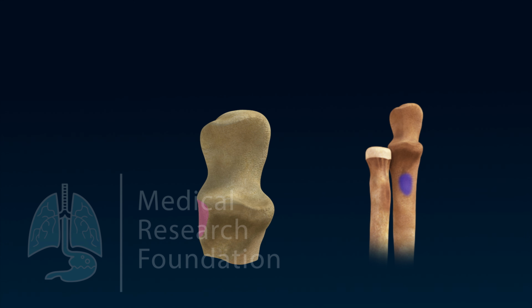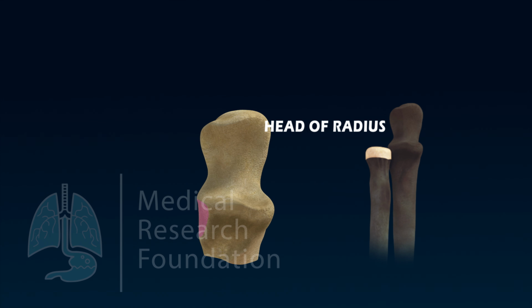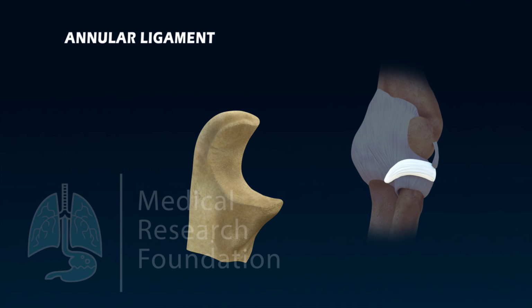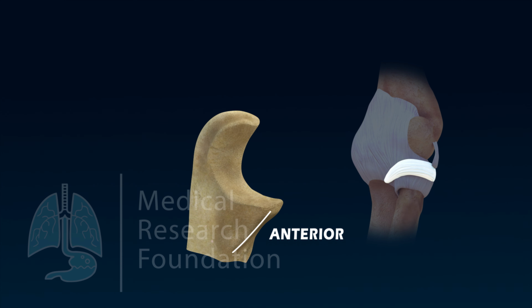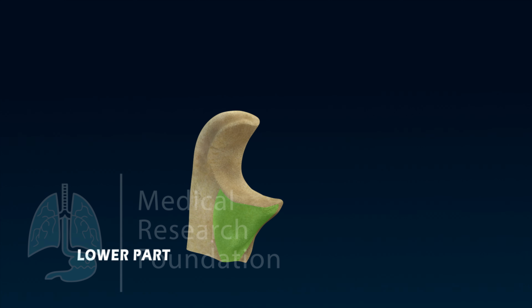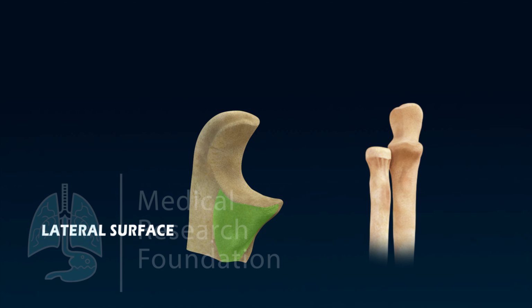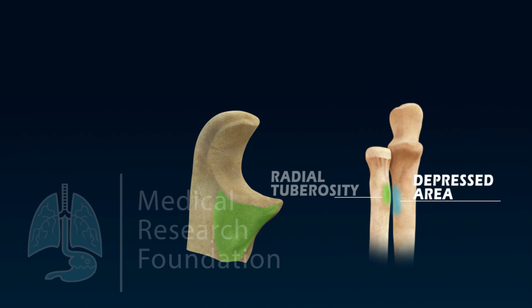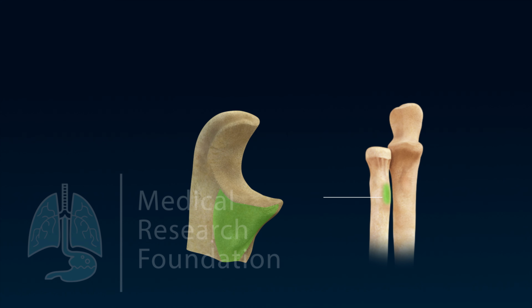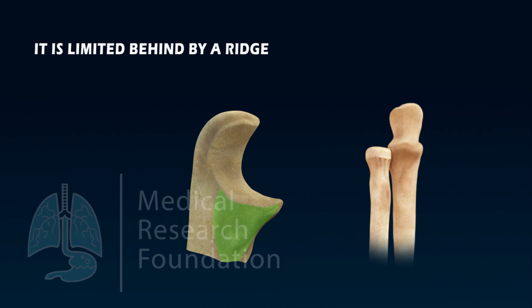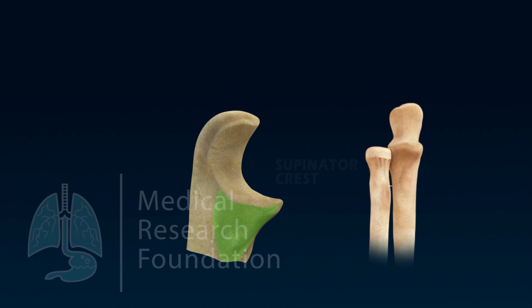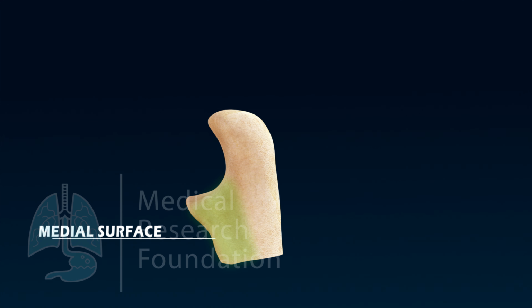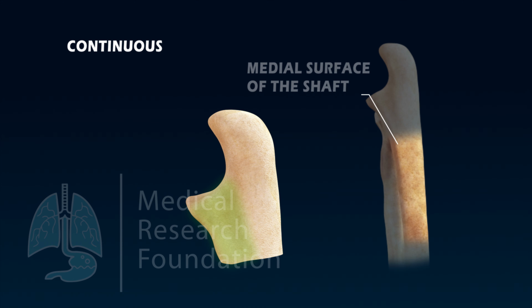The ulnar part of its lateral surface is marked by the radial notch for the head of the radius. The annular ligament is attached to the anterior and posterior margins of the notch. The lower part of the lateral surface forms a depressed area to accommodate the radial tuberosity. It is limited behind by a ridge called the supinator crest. The medial surface is continuous with the medial surface of the shaft.